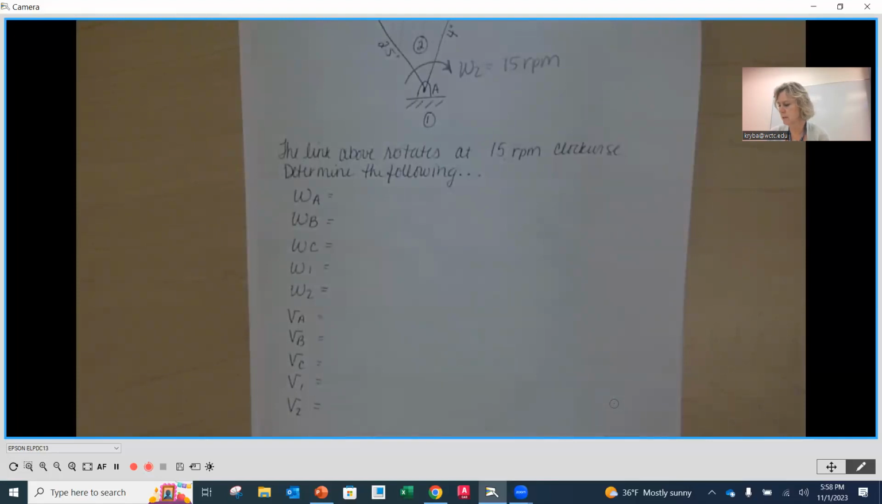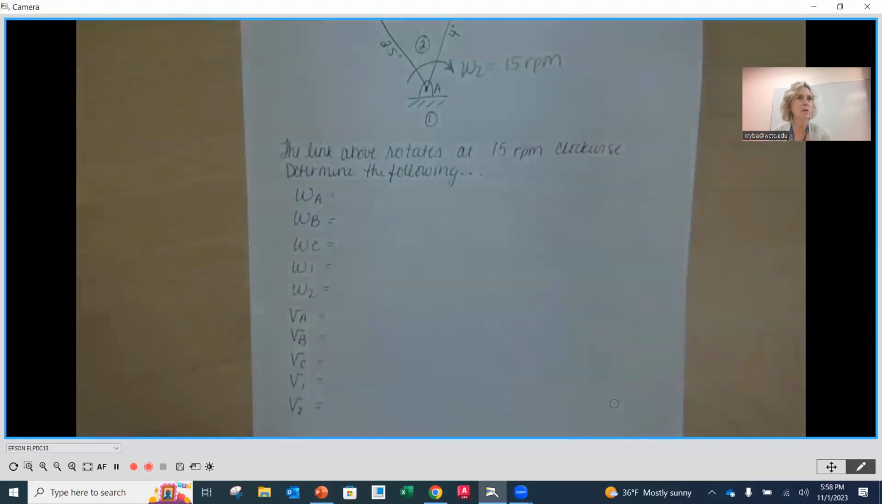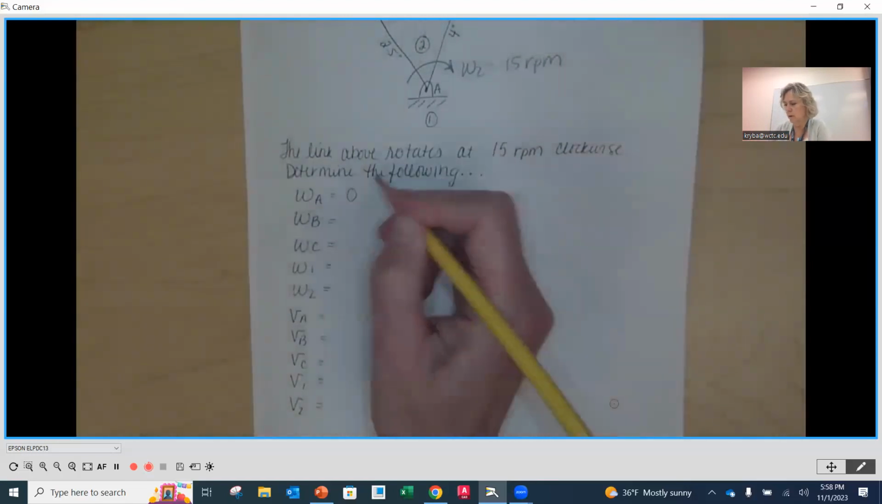Okay, let's start discussing each one of these. Starting at the very top, WA, or the angular velocity of A. What do you think that one is? Anyone else? It's the center of rotation, right? So I think you could say that it's either 0 or just non-applicable. It's just the point that everything is rotating around. So I'm going to put 0, okay?